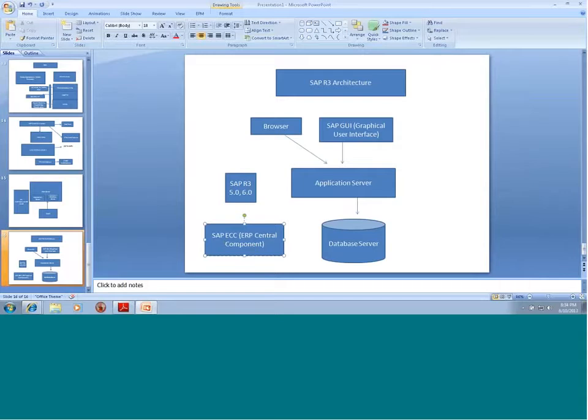So if you look at SAP, SAP started off its products using an ERP tool. It moved from an R1 architecture to R2, and then subsequently moved into an R3 architecture, and then the R3 architecture was renamed as ERP Central Component. So this is the naming and the evolution of the SAP system in the ERP product.